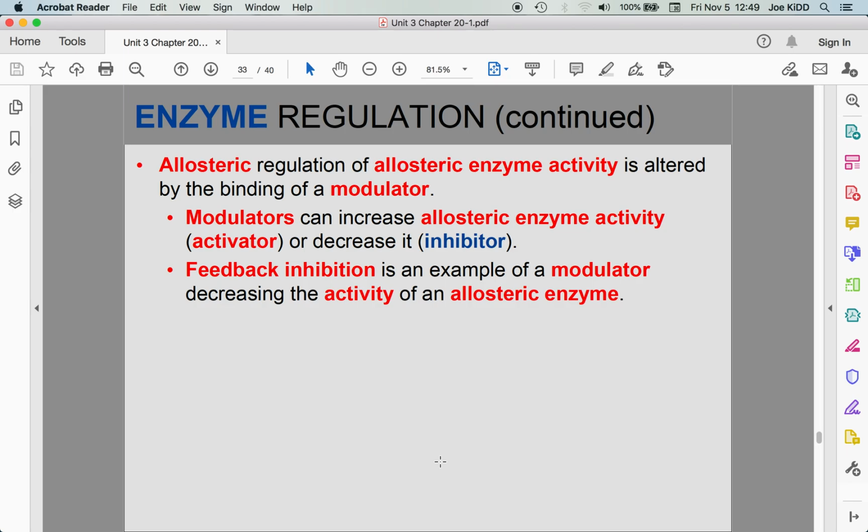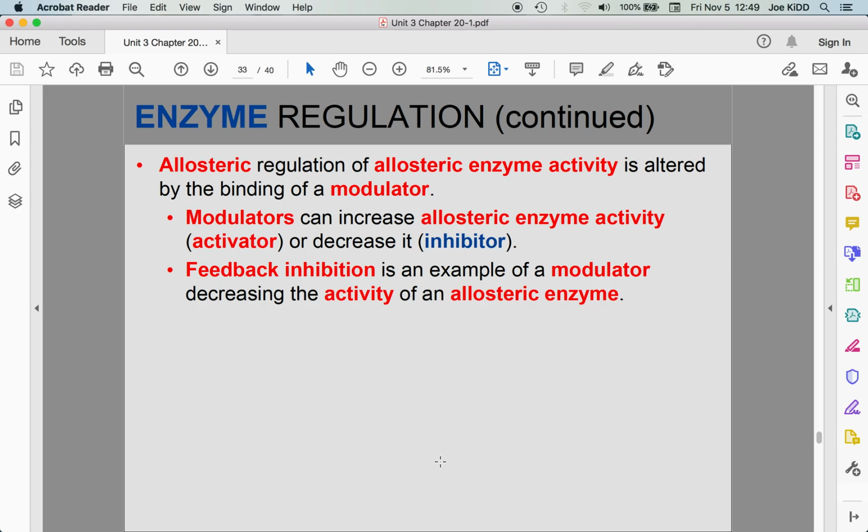Allosteric enzyme regulation is the alternative binding of a modulator. A modulator is something that will increase allosteric enzyme activity, so we're going to increase the activity of the enzyme. If we decrease it, that would be an inhibitor. So a modulator will increase activity, and an inhibitor will decrease activity.